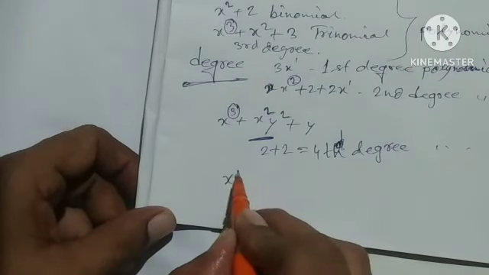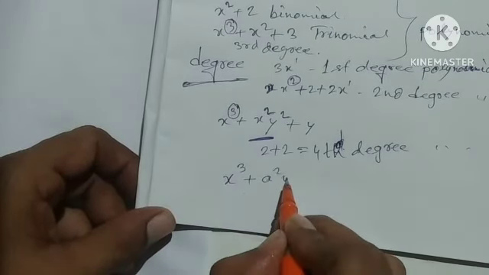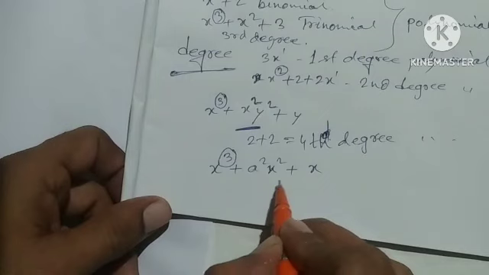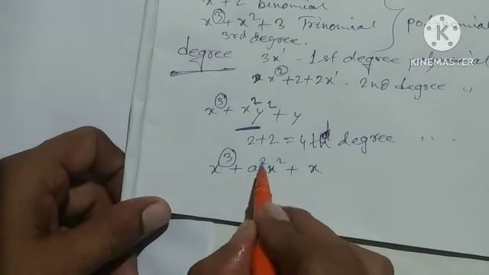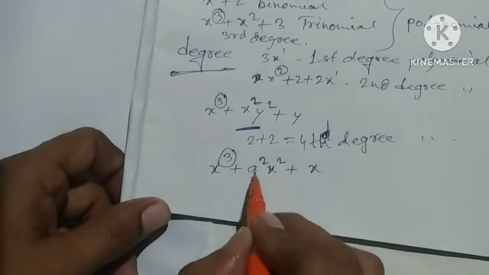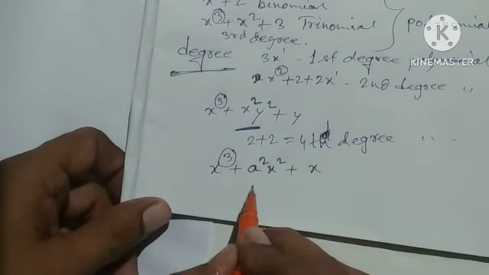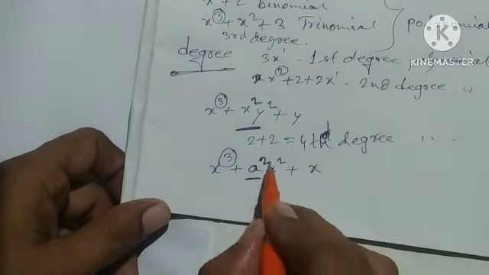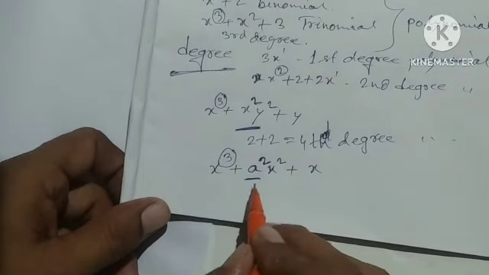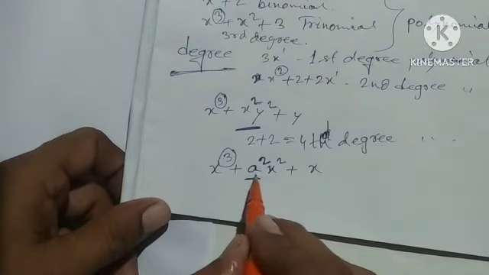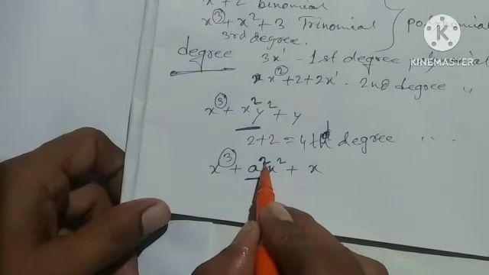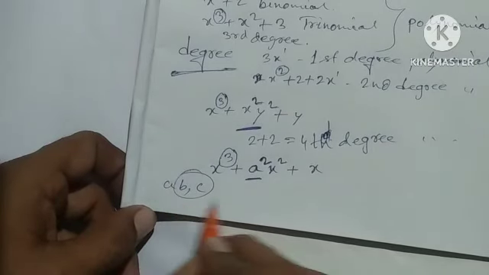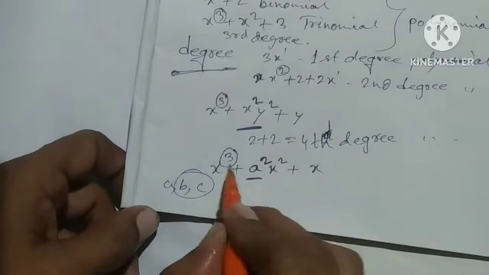Now find out the degree of this polynomial x cube plus a square x square plus x. Here the power is 3 and you can see the a square and x square. But remember, in this chapter a is not a variable, a is a constant. Sometimes a is a variable, but in this chapter a is constant here. So we can't count the power of the a or b or c. Okay, a, b, c are the constant. So here the degree of this polynomial is 3.